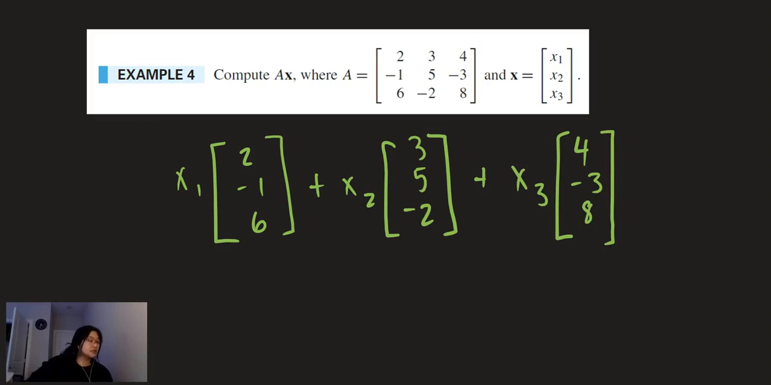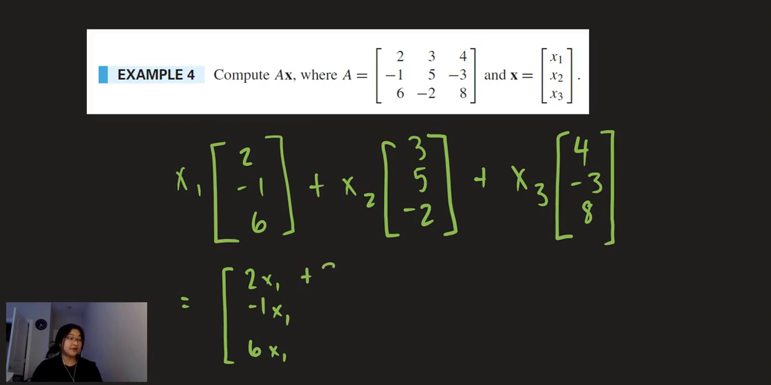And there we go. But can we simplify this more? I think so. So we can distribute this. So we get 2x1, negative 1x1, and 6x1. And you can do these all separately, but then eventually we're just going to add them together, right?